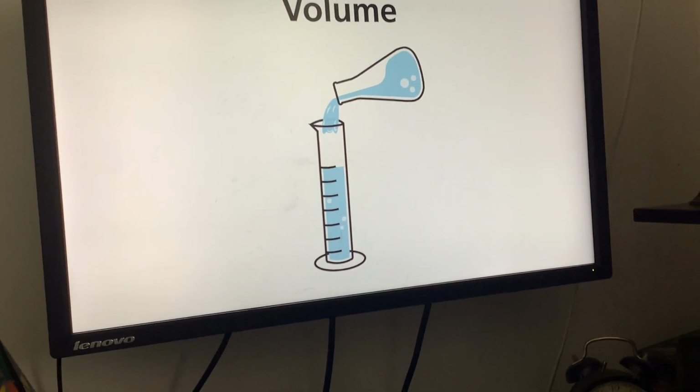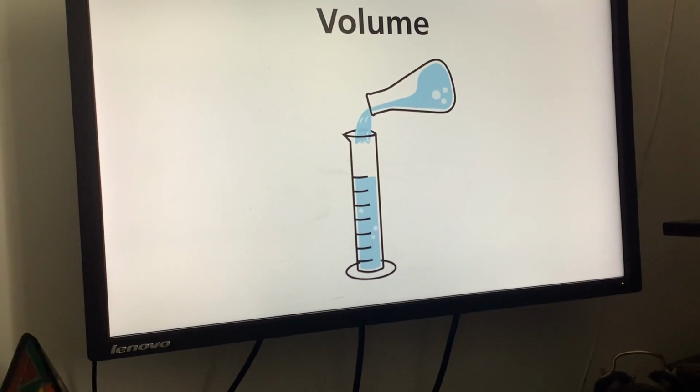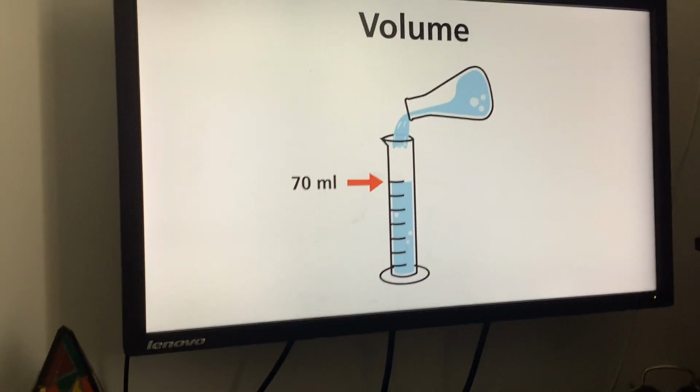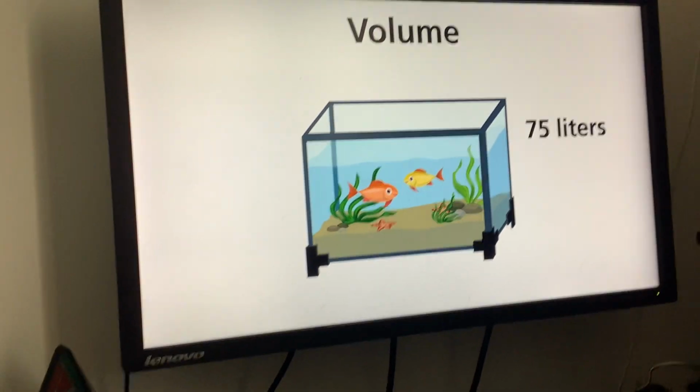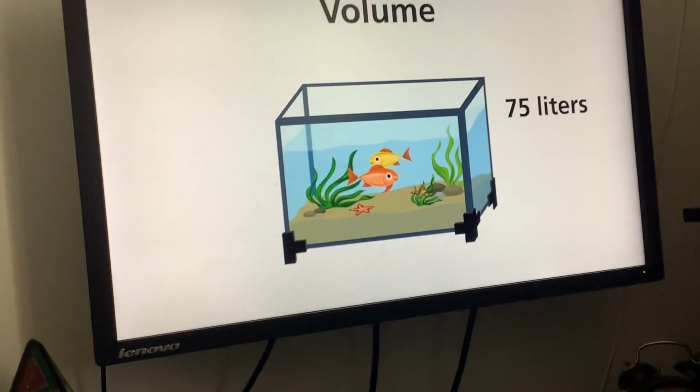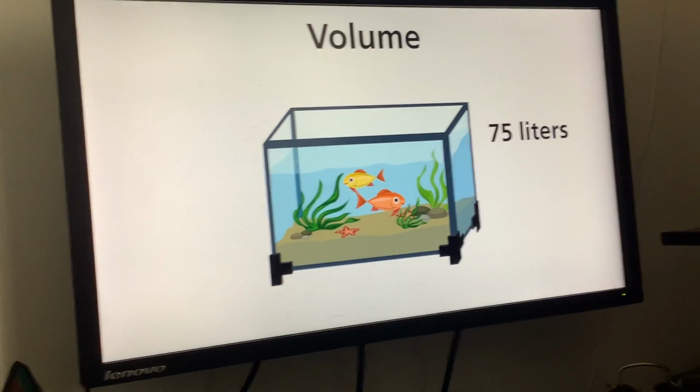When the volume of a small amount of liquid is measured in a graduated cylinder, it is measured in milliliters. A larger amount, like the volume of water in a fish tank, would be measured in liters.